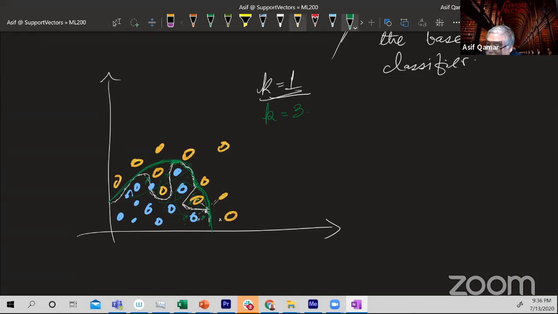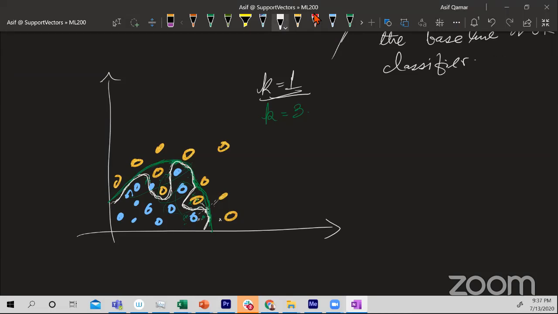What can you say about that versus the white decision boundary? Do you notice that the white is far more curvy, isn't it? It's more complex. Yeah. And now let's take k is equal to 6.